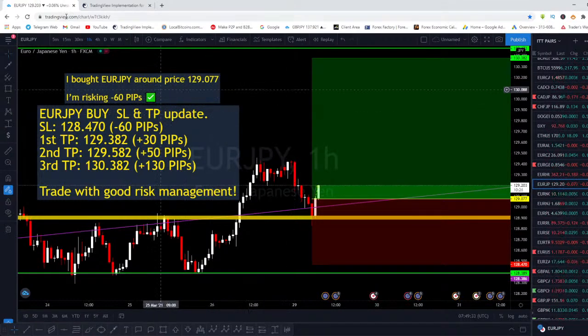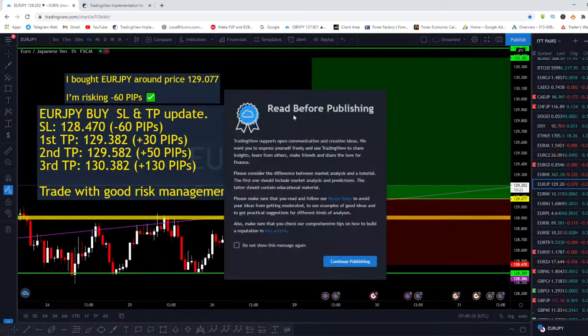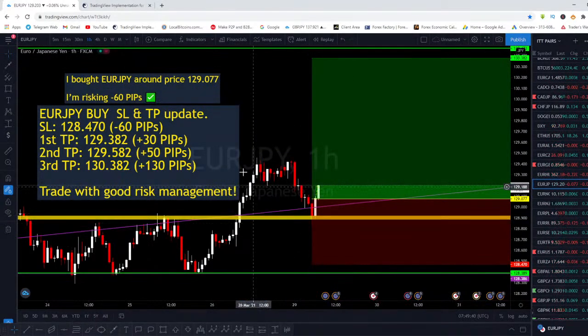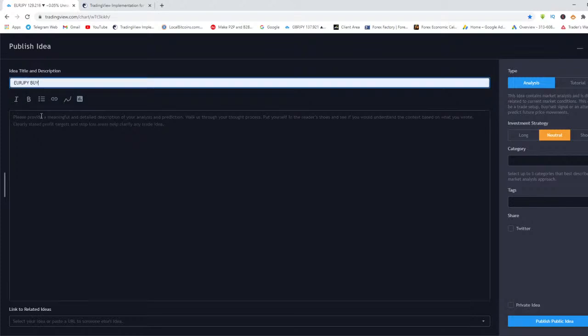That's it. So let me publish this as well to my profile because this is a free trade for everybody. So those who follow me on TradingView as well can take a look at this and know why I'm trading this, right? So I'm going to say Euro JPY 1 hour time frame analysis.